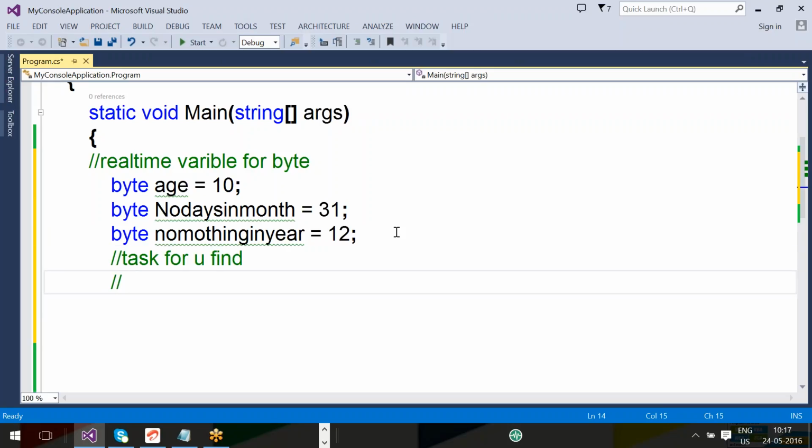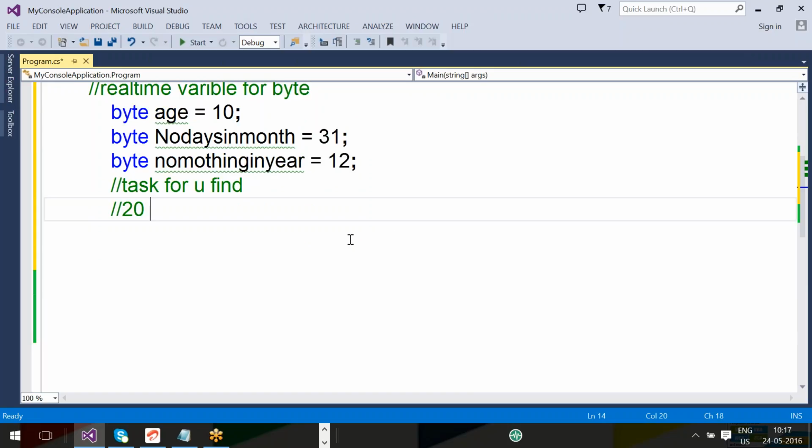Find how many real-time variables you can find for byte. Tell me how many you want. 10 or 20 or 30 or 100? Try 50. Can you try 50? If you find multiple, your subject knowledge will increase, right? The more you think. Okay, 20 real-time variables for byte. You have to find and send to me.